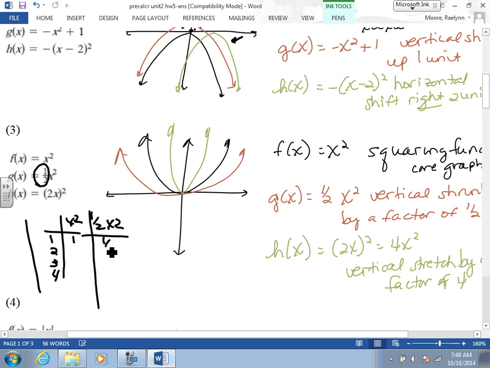So we're at 1/2. 2 squared is 4. Half of 4 is 2. 3 squared is 9. Half of 9 is 4.5. See it happening? It's shrinking the distance to half. It looks like a stretch because it looks like it's pulled up, like it's stretched out like this, but it's changing your distance to 0.